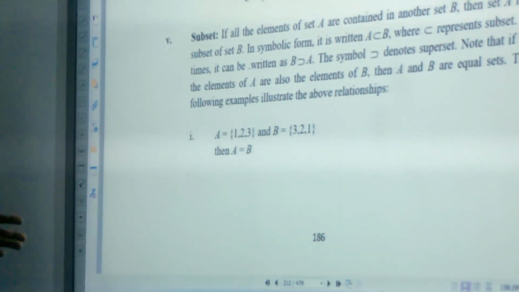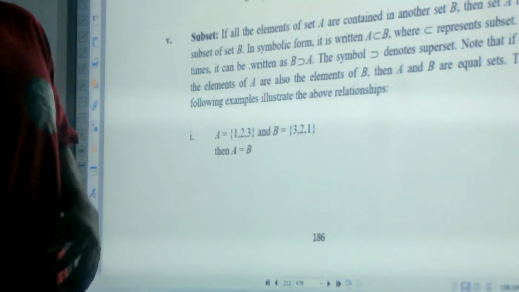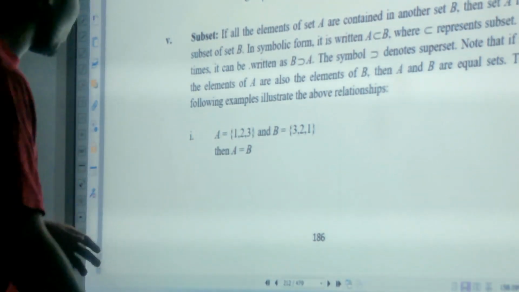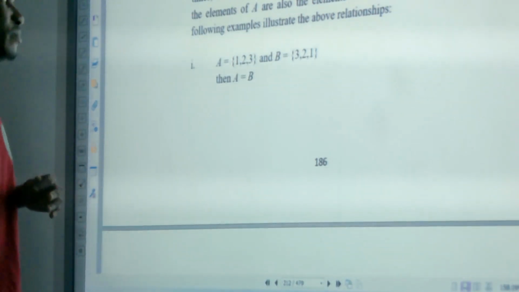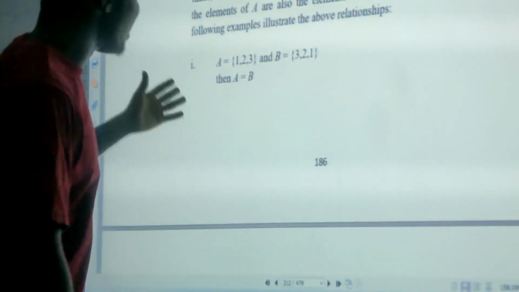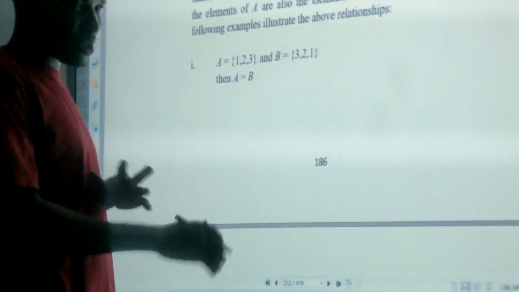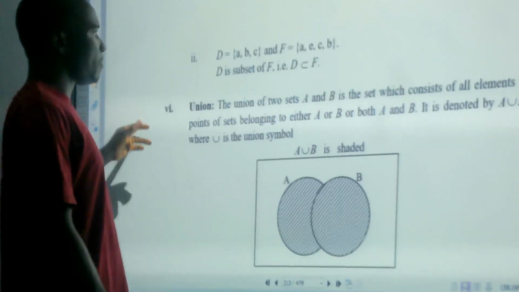Note that if all the elements of A are also the elements of B, then A and B are equal sets. Is that okay? That means there is no unique element in B one way or the other. They will be equal sets, and being equal sets, A will not be a proper subset. For instance, set A is {1, 2, 3} and set B is {2, 3, 2, 1}. A is a subset of B, and B is a subset of A. They are equal sets, so repeated elements do not matter.